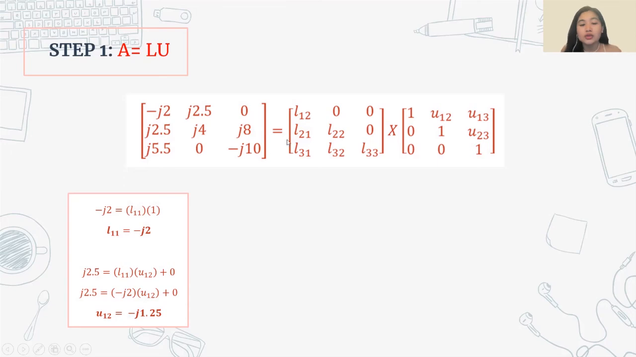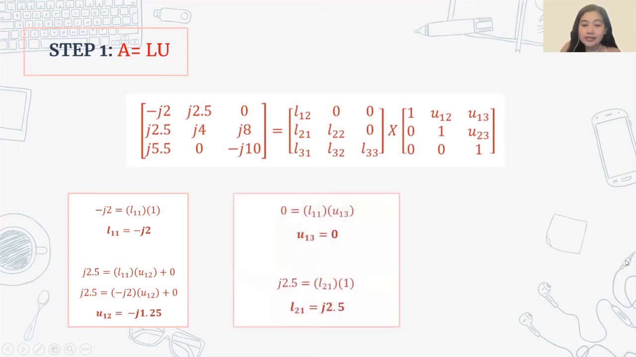So, yun yung gagamitin natin. So, our J2.5 will be equivalent to L11 since nasa isang row sila, multiplied by our U12, and our U12 will be added to 0 times U13, which is equivalent to 0, kaya 0 to. And now we are just going to perform the operation, J2.5 and negative J2. Since ang U11 natin, it has a value of negative J2 times our U12. So, ang ating J2.5 divided by negative J2, it will be equated and given the answer of U12 equivalent to negative J1.25.